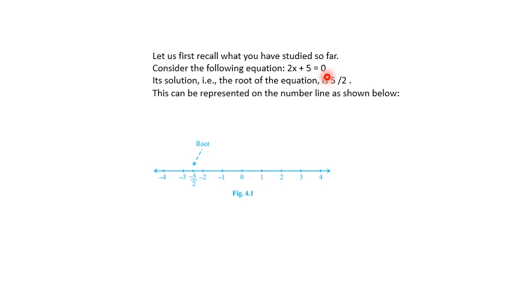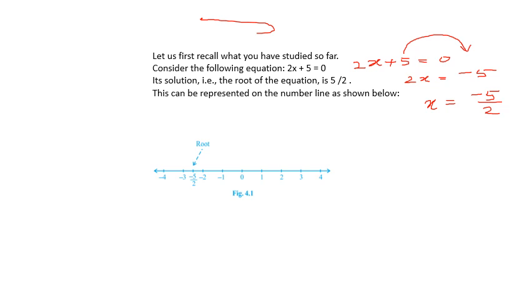Now, when you give 2x plus 5 equal to 0, then the solution, the root of the equation, is minus 5 by 2. How do you get this root of the equation? When you write 2x plus 5 equal to 0, then you get 2x is equal to minus 5, because we are taking 5 to the other side of the equation. Or x is equal to minus 5 by 2. There should be a minus sign here. x is equal to minus 5 by 2.